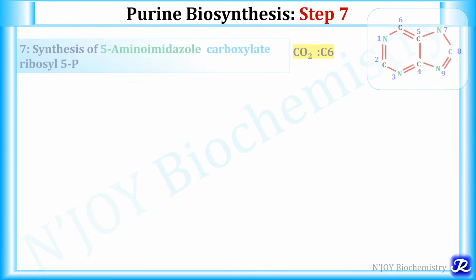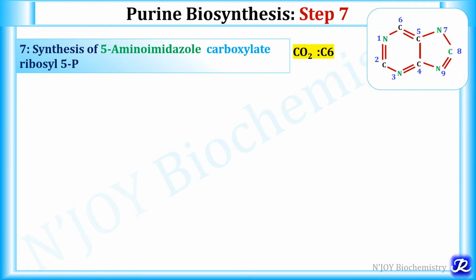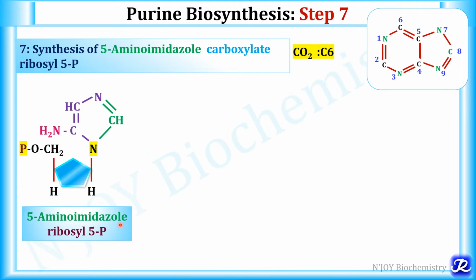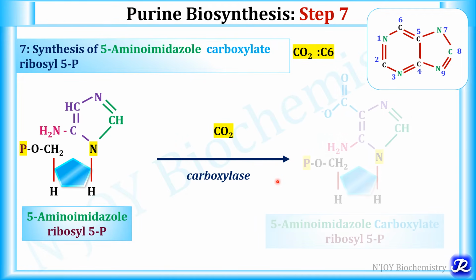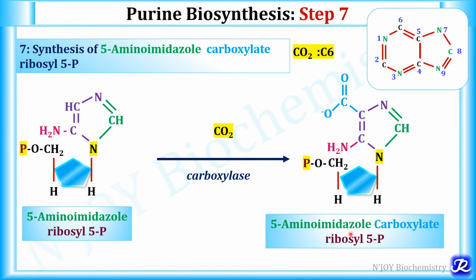Coming to step number 7, there is synthesis of amino imidazole carboxylate ribosyl 5-phosphate. Carbon dioxide is the donor for the carbon present at number 6. So to this amino imidazole ribosyl 5-phosphate, there is addition of carbon dioxide by the enzyme carboxylase. This is the carboxylation reaction. Only the word carboxylate is added here, carboxylate ribosyl 5-phosphate. This is the carboxylate group which is added here, and you can see the carbon dioxide contributes this carbon number 6, and there is formation of amino imidazole carboxylate ribosyl 5-phosphate.